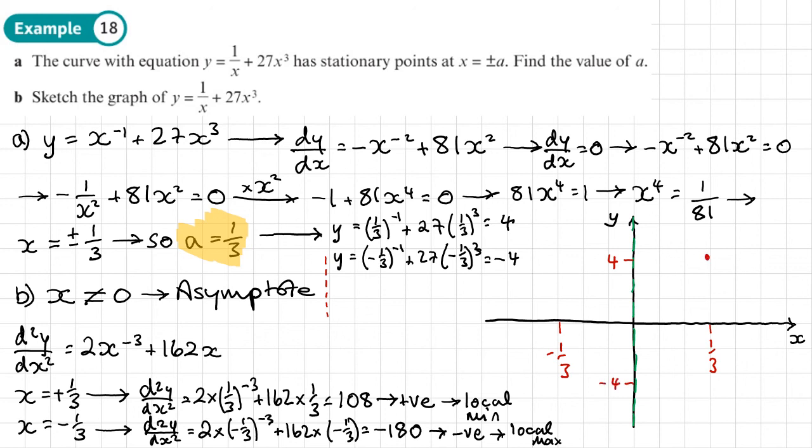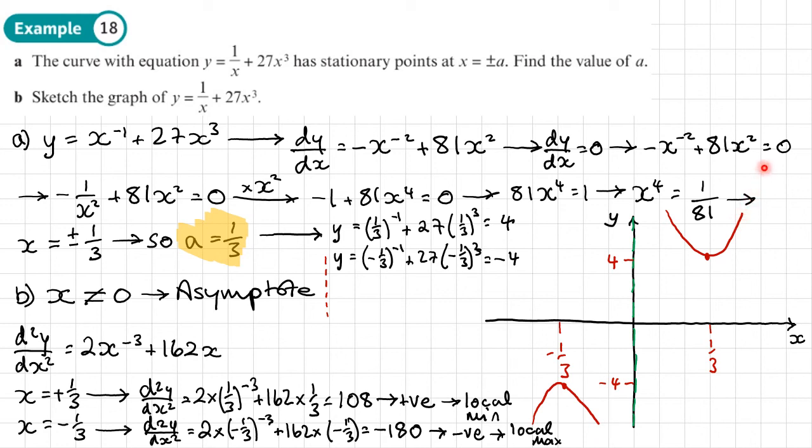So that means at this point here, at the 1/3, 4, I get a local minimum. So that means my graph is going like this. It's going to be a local minimum. And at this point here, because it's a local maximum, my graph is going to go something like this. Now, since we've got an asymptote here, it must be the case that this graph is just going to shoot up here, getting closer to the asymptote, but never reaching it. And the same down here as well, it's going to shoot down there and get closer to the asymptote.